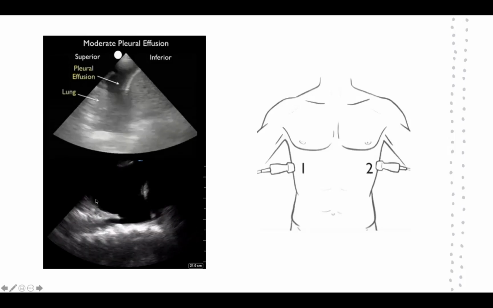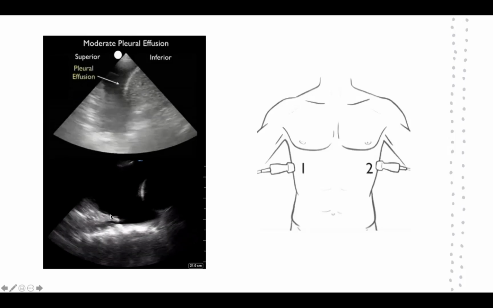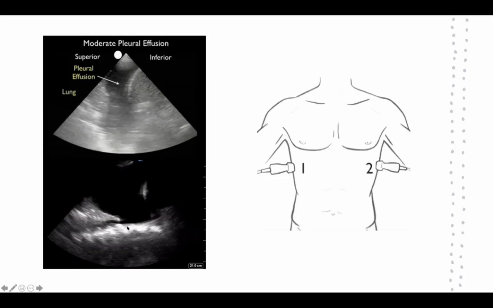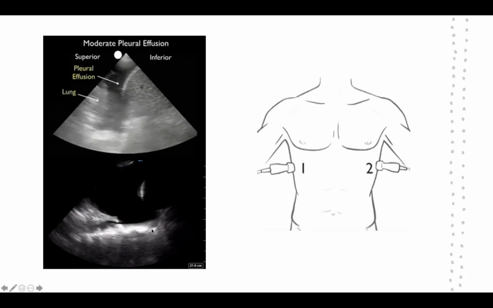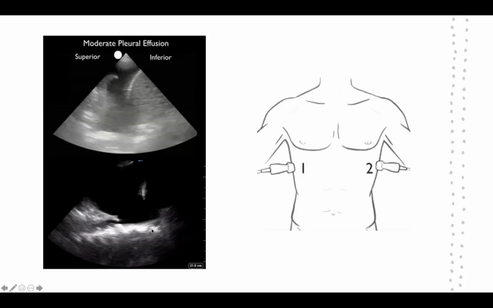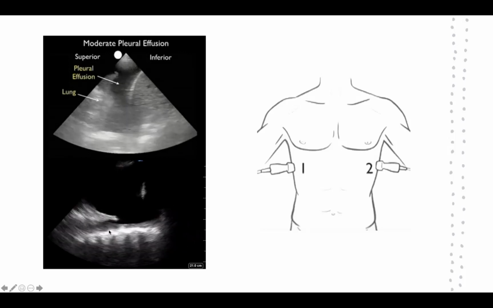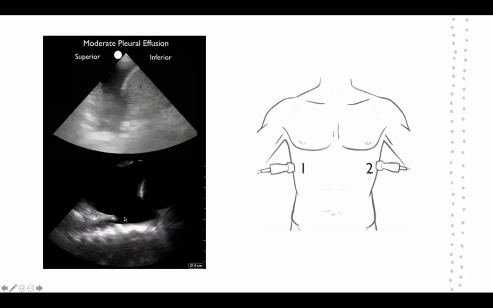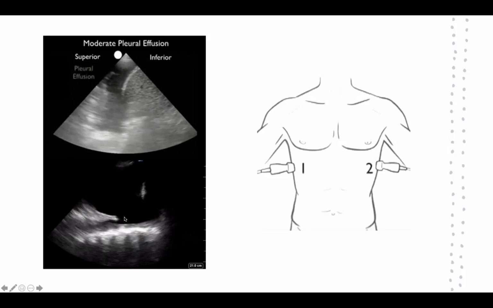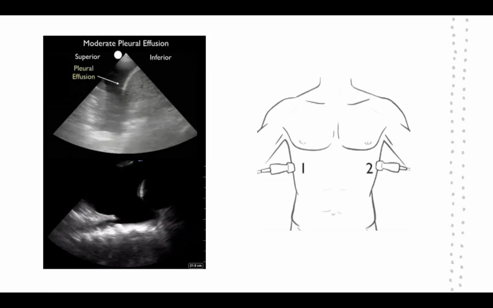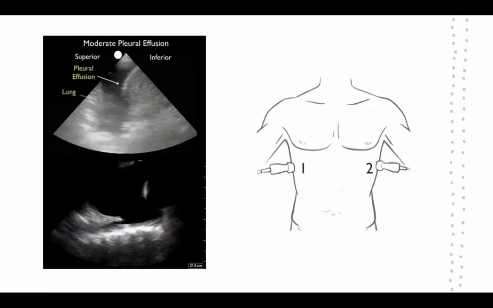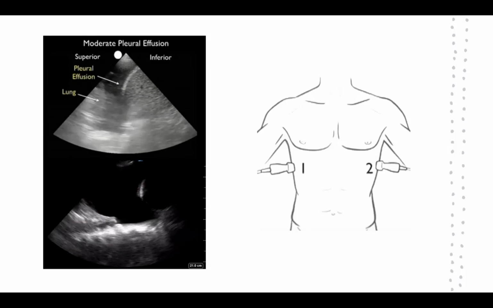Below, we've also got a large pleural effusion. All this black, we shouldn't be seeing it. So it's all fluid. Here again, we've got our lung, and this bright white structure is our thoracic spine. So this is a thoracic spine sign. Normally we wouldn't see this structure at all over here, but because of the fluid, it allows ultrasound waves to transmit through much more easily, and we're able to visualize these structures more clearly as well.